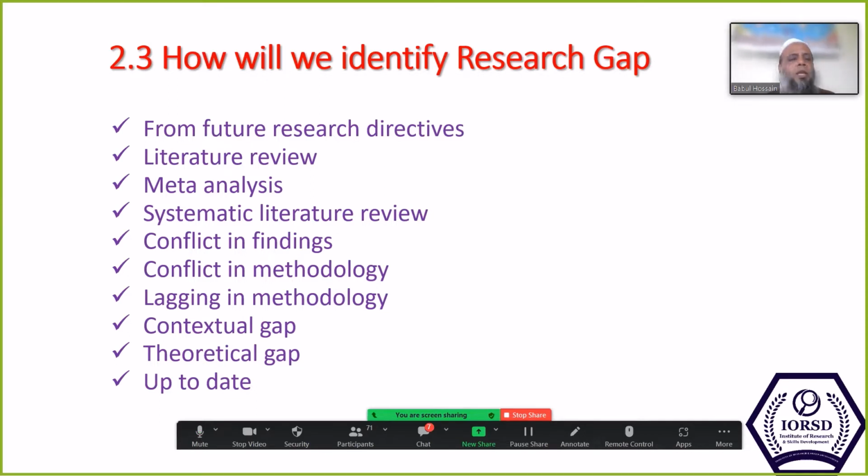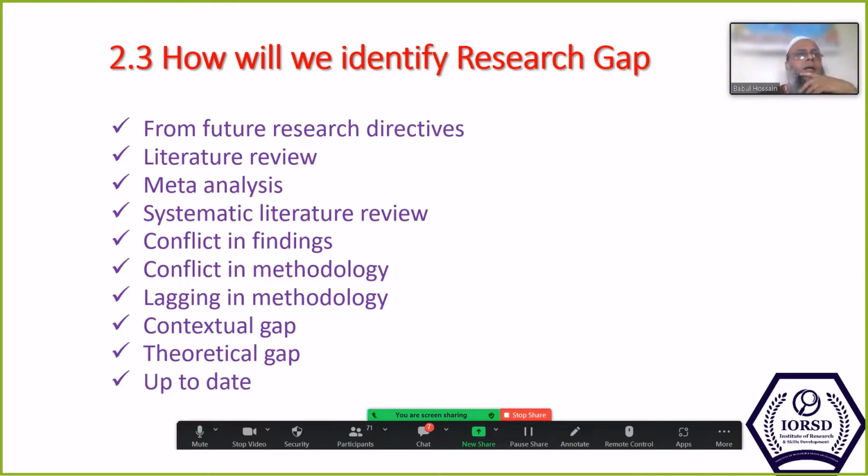Then contextual gap. What is contextual gap? Can anybody say like this? What is contextual gap? What is contextual gap, brother? Sir, the geographical area where the research is conducted. Geographical area? Anybody have any good answer? Hopefully, actually, what is the context?